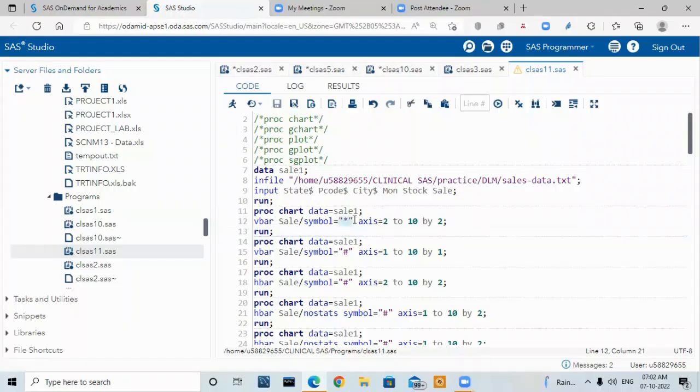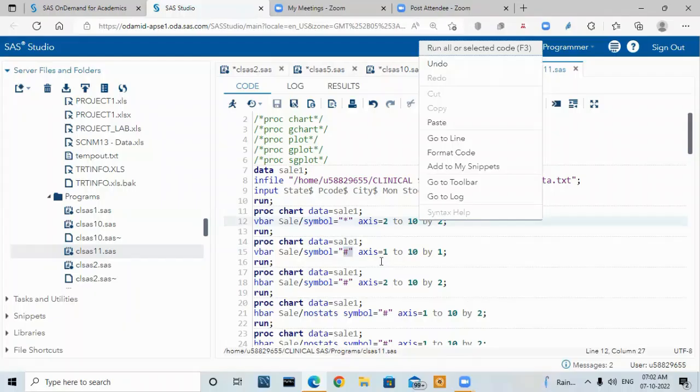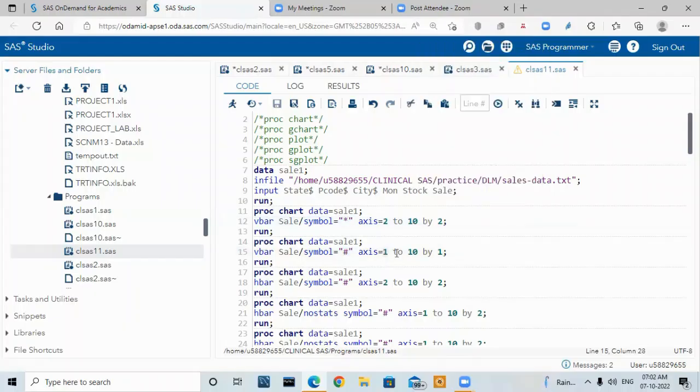See, the same graph you can draw by using a different symbol. For example, in place of asterisk, you can use another symbol also. In the next program, we have used the hash. What symbol have we used here? Hash. Hash is the symbol we have used, and we change the axis also. Instead of 2 to 10, what have we used for the axis here? In the vertical axis, I am using 1 to 10, incrementing by 2. Sorry, incrementing by 1.